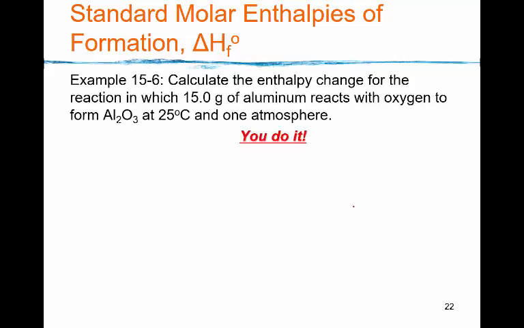Okay, calculate the enthalpy change for a reaction in which 15 grams of aluminum reacts with oxygen to form aluminum oxide at 25 degrees C and 1 atmosphere.